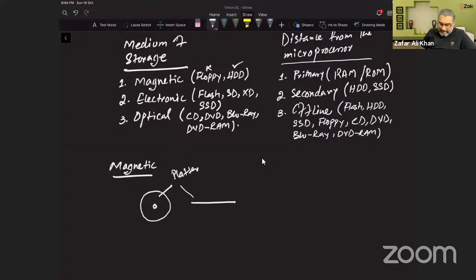And in any hard disk, there are many platters. And then there are heads which are reading the data over the platter. There are heads which are reading above, which are reading below. All right. So hard disk has got platters. In between the platters, there are heads which are reading and writing data over and under the platter.